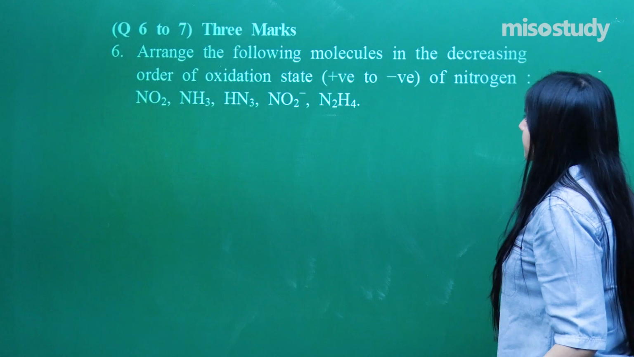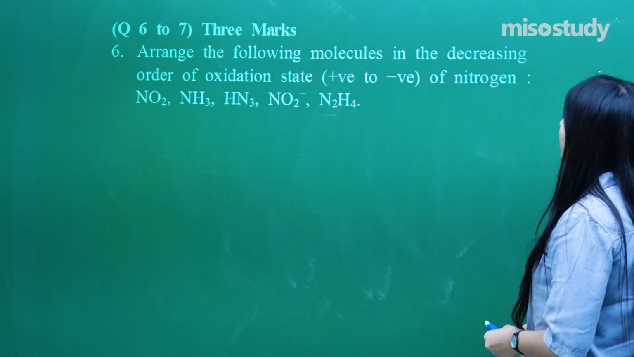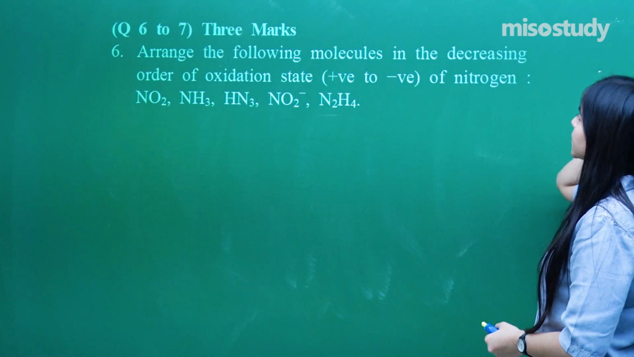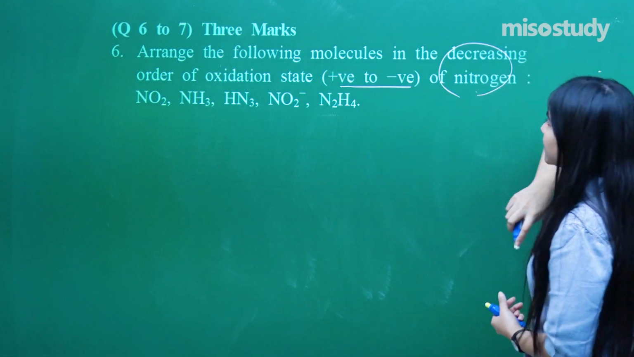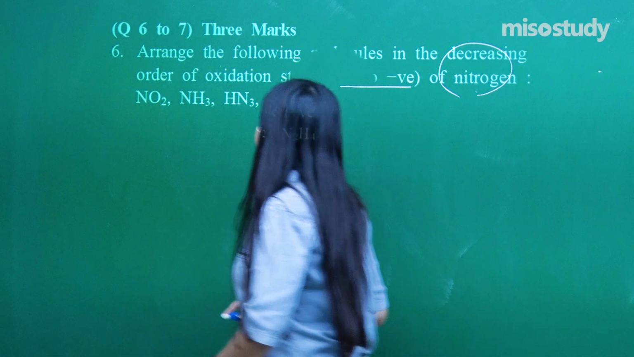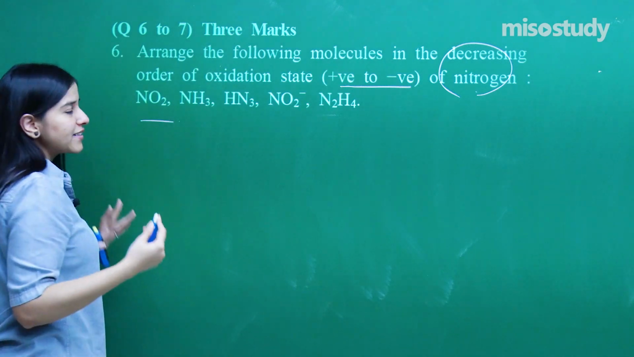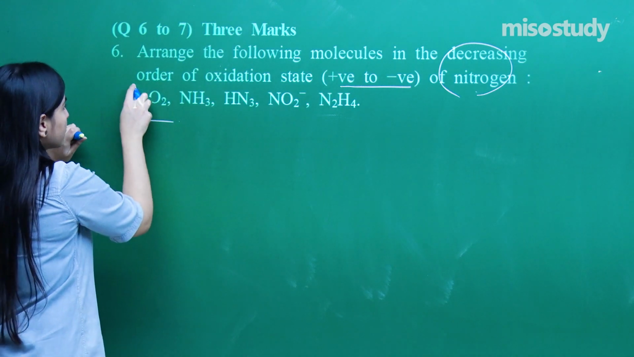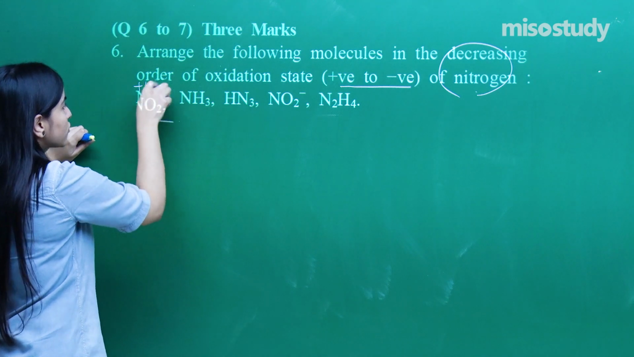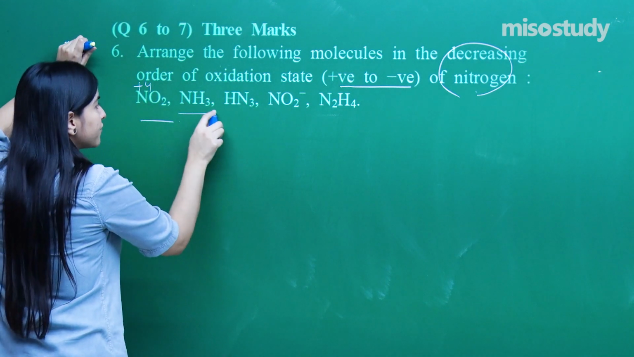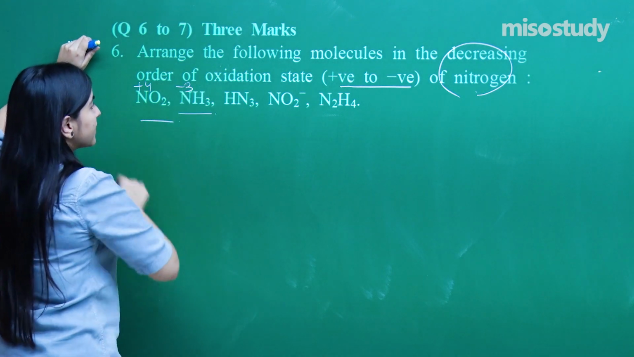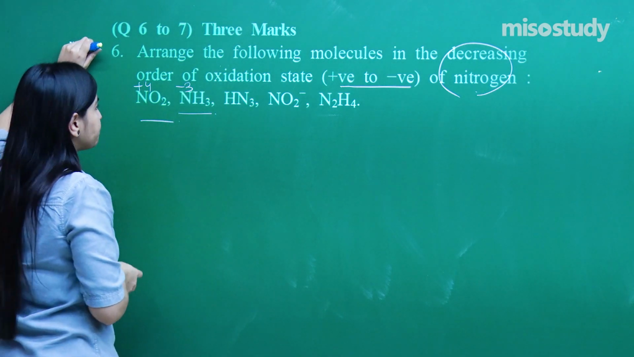Question number 6. Arrange the following molecules in decreasing order of oxidation states. So I need to go from positive to negative. For nitrogen we have to find out. See here, nitrogen dioxide. It's easy, it comes out to be +4, because altogether the oxide will be -2. See here, we have already found this one, it is going to be -3, right?